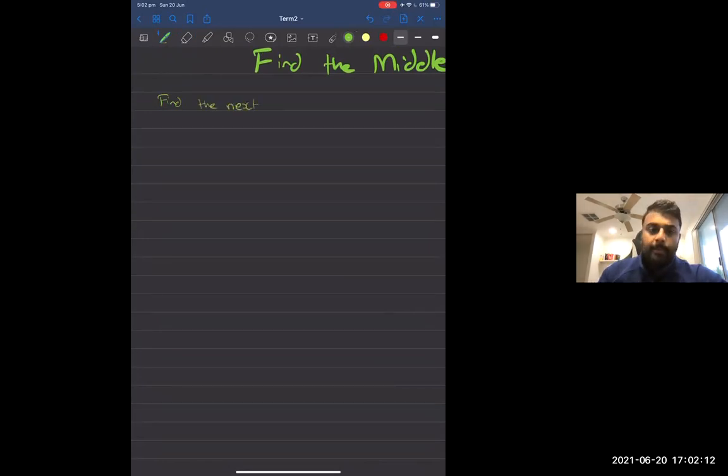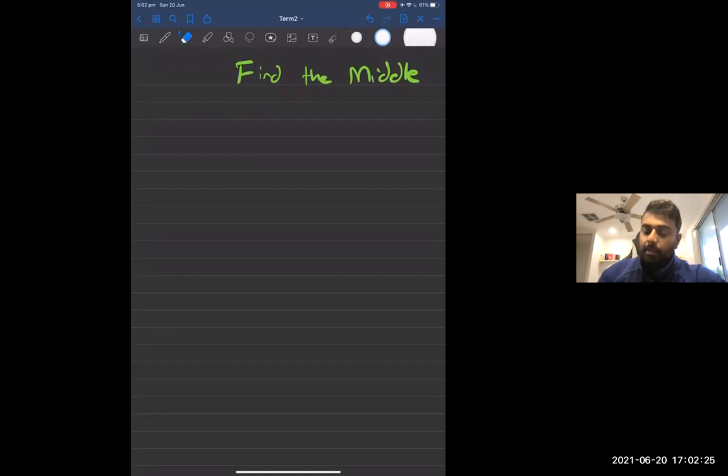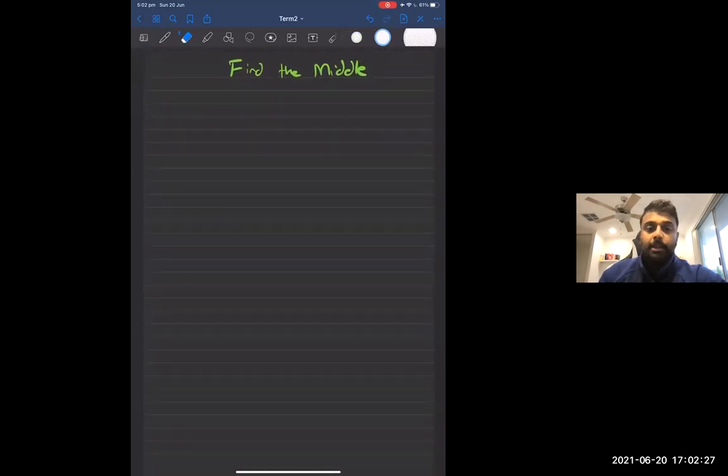Now, so far, the question type all of you have seen is called find the next. For example, the question would be 1, 2, 3. What comes next is pretty straightforward. It's four. So that's the find the next type of question. Find the middle is another question type that has sometimes come up. It doesn't come up every year, and even if it does, the occurrence of it is pretty low, but we want to help you prepare for it.